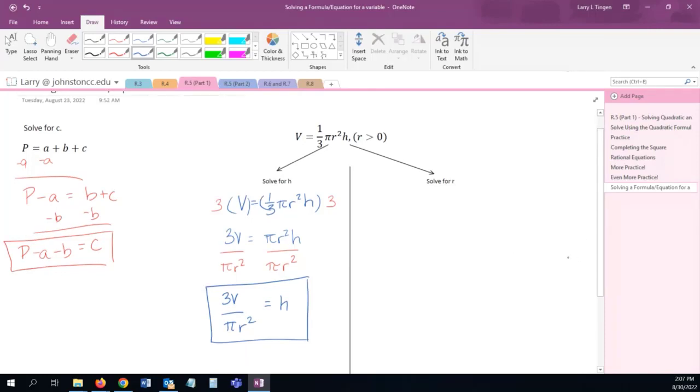Again, not something you run into a ton. Typically, you're going to be given an equation and then told most of the variables, but I want you to handle this if you can.